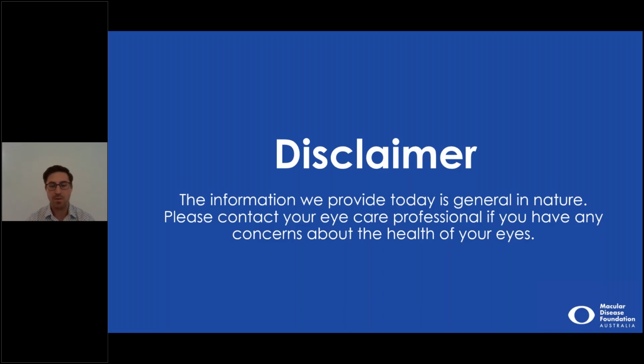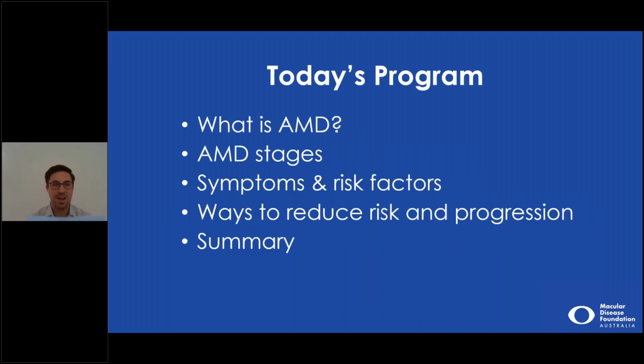But moving on from that one, I want to give you a bit of a rundown of what we're looking at today. Firstly, you'll see this acronym AMD everywhere. And of course, AMD is the shorthand for age-related macular degeneration, because that's a bit of a mouthful for me trying to say 100 times today. So we'll start off going through what is AMD, the various stages of AMD, the symptoms and risk factors associated, as well as the ways to reduce risk and progression. And then I'll summarize with a few takeaways that I hope you all pick up from my presentation today.